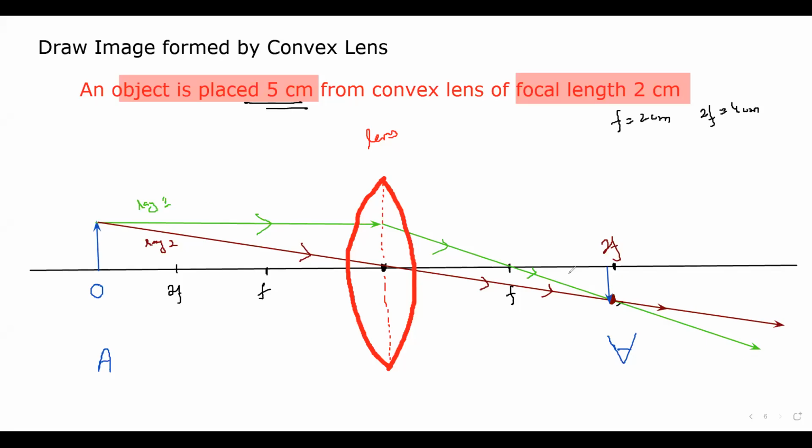Then another example. In the exam they can change the position, they can give you a different focal length, and they can give you a different position of the object, but you should be able to locate the position of the image by using the ray diagram. Like another example, if I say an object is placed 4 centimeter from the lens and the focal length is 2 centimeter. So how can we draw the image?